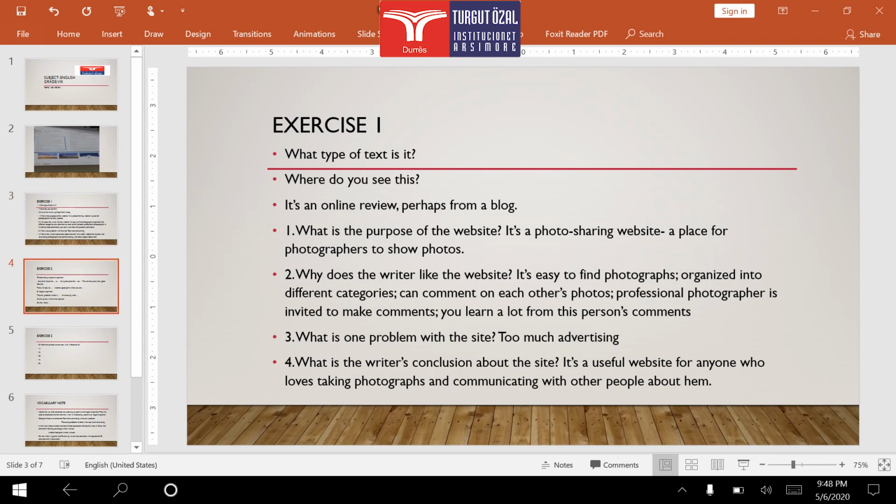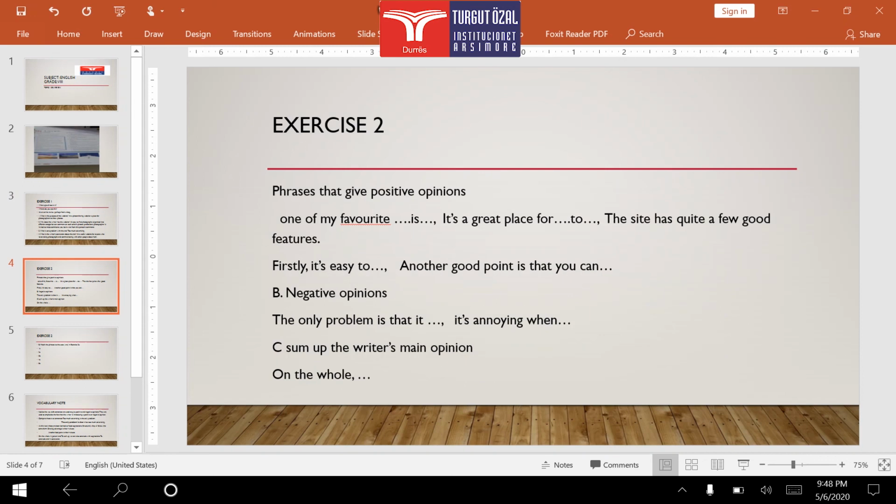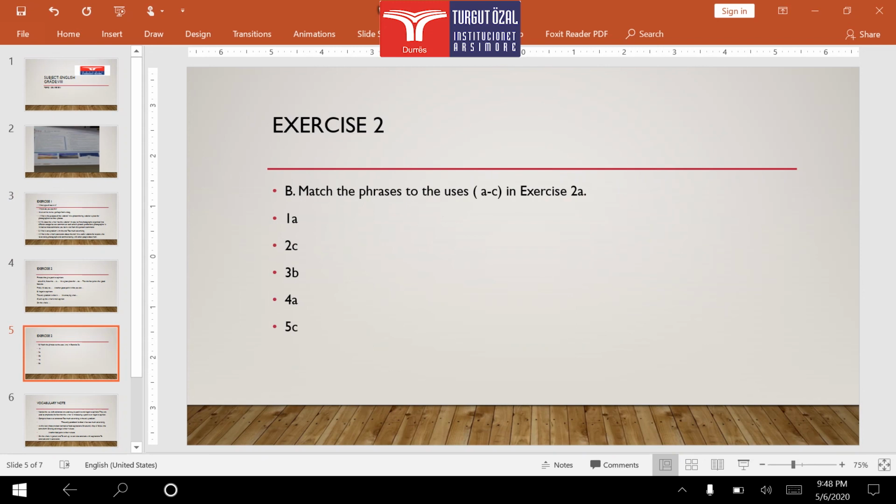Phrases that give positive opinions are: one of my favorite is, it's a great place for, the site has quite a few good features, firstly, it's easy to, another good point is that you can. So, all these phrases are used to express positive opinions. Negative opinions: the only problem is that, it's annoying when. And some phrases to sum up the writer's main opinion: on the whole. Okay? And then, exercise number 2B. Match these phrases to the uses. You have got the answers here.